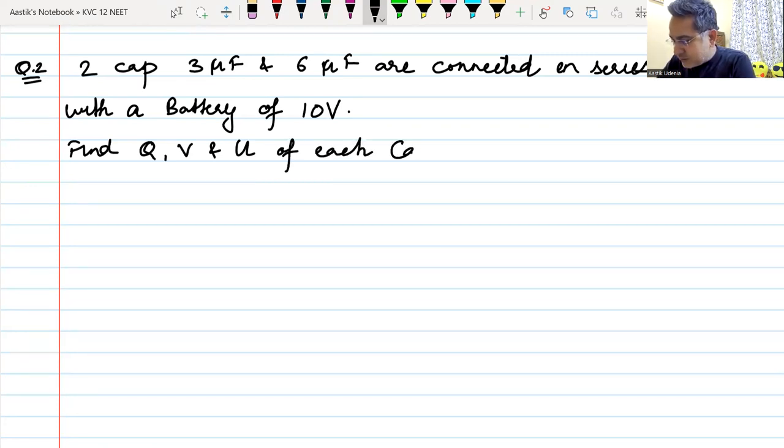Do you understand the meaning of Q? What is Q? Charge. What is V? Potential. And what is U? Potential energy. Energy. These are the only three things that they can ask you, beta. So if you can find these three things out, you would get a lot of confidence. I'll give you 2 minutes to solve this.